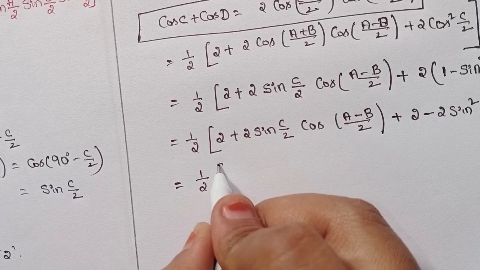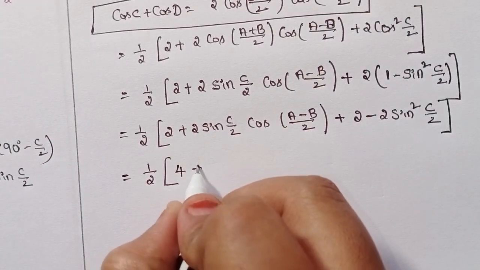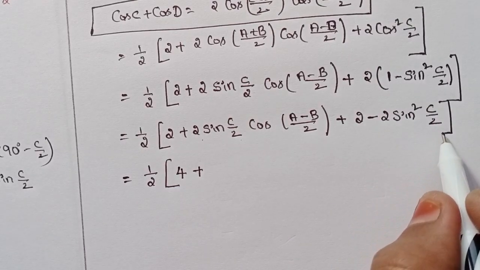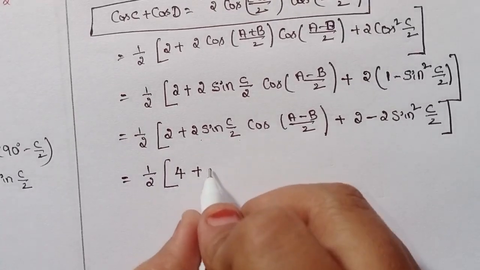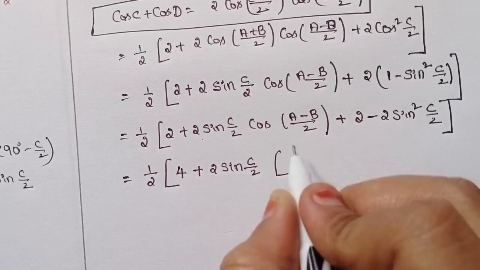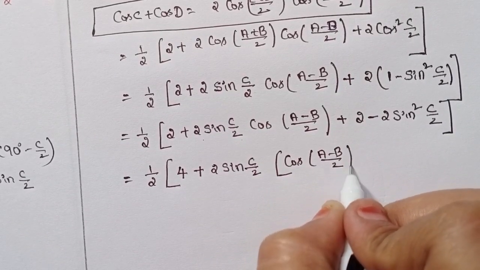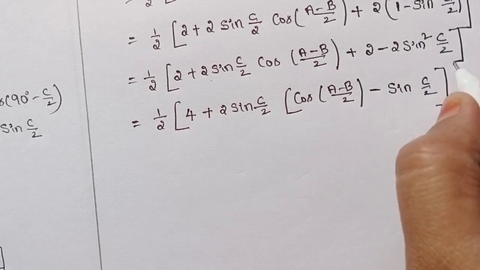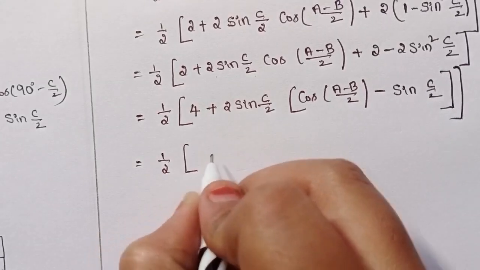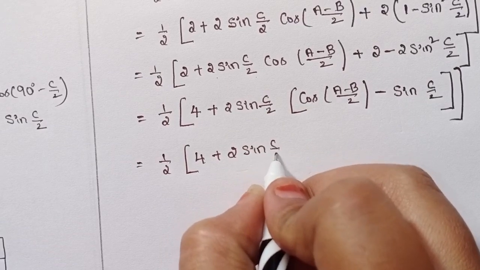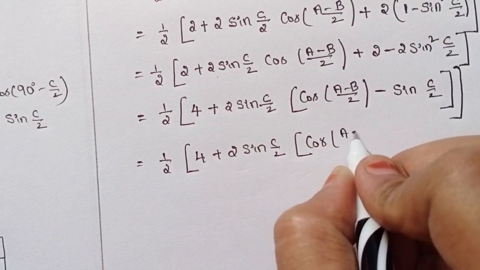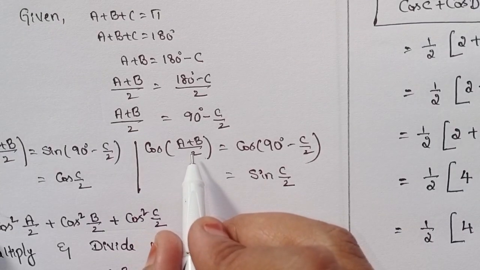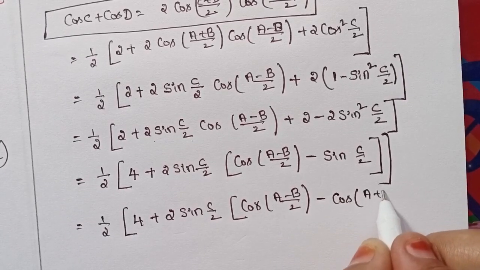Next 1 by 2 times of 2 plus 2 is 4 plus for these two terms 2 sin C by 2 into cos of A minus B by 2 minus 2 sin square C by 2. You take common 2 sin C by 2 into here cos of A minus B by 2 is there and here minus sin C by 2 is there. Okay. 1 by 2 times of 4 plus 2 times of sin C by 2 into cos of A minus B by 2 minus sin C by 2. Sin C by 2, that means cos of A plus B by 2.